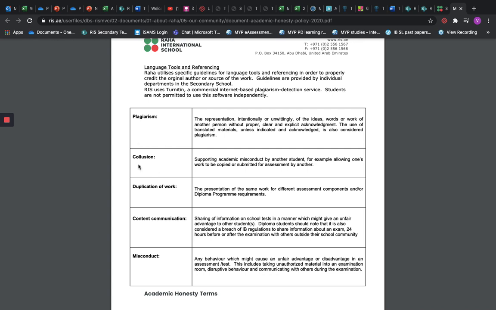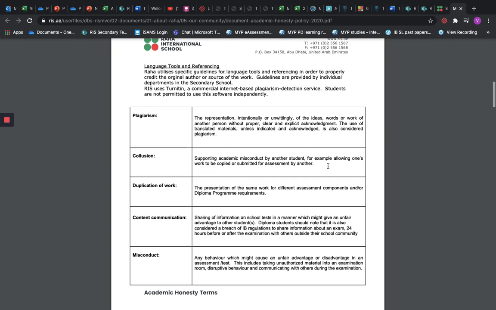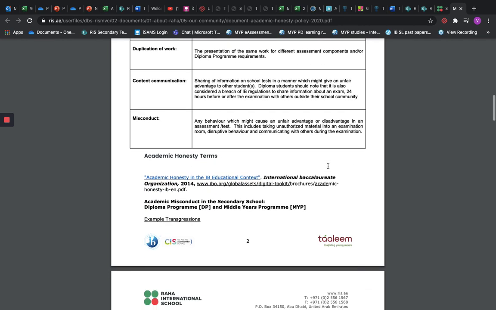But the big one is collusion. Students will be more tempted to work together and help each other out here and there. This is simply not allowed, and collusion is something which will result potentially in students getting a 0 and then having to attend sessions with Ms. TJ in the library on academic honesty. So it's very important that we work together to adhere to the academic honesty policy as much as we can.